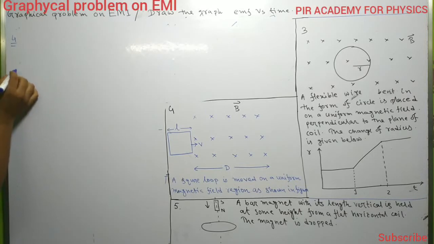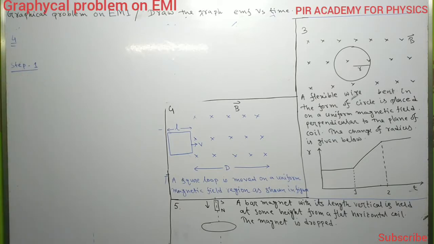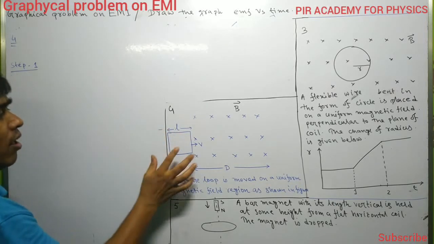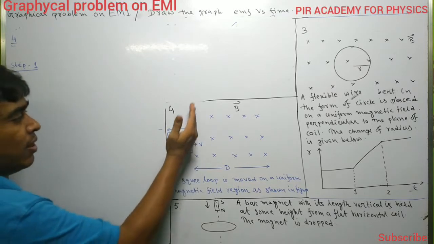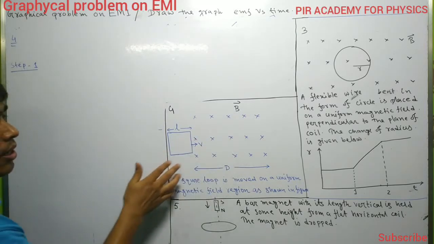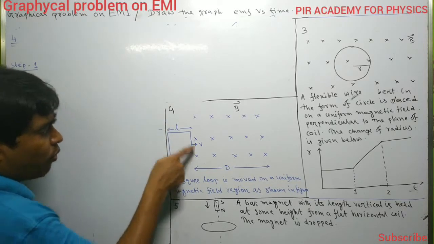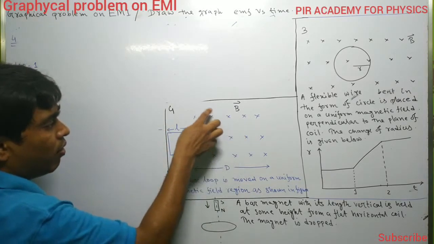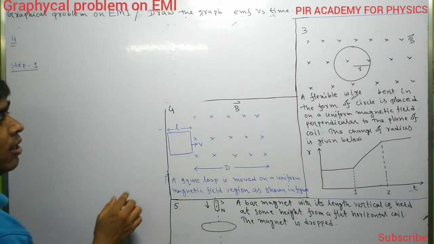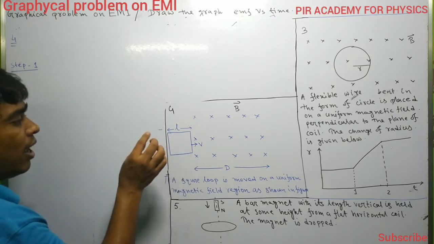And that's why, suppose step 1, when this square loop is outside the magnetic field region, there is no induced electromotive force. When this square loop is entering the magnetic field region, then there will be a change in magnetic flux, and the change in magnetic flux.